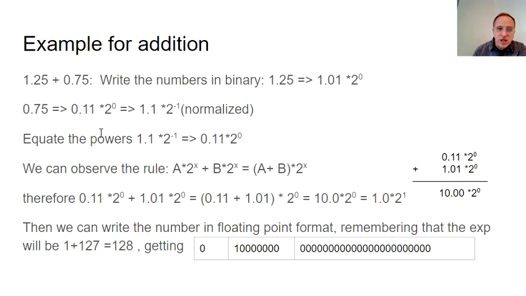Okay, but back to our case. If we want to represent 1 1/4: well, if it would be 1.1, it would be 1 1/2. So we need a quarter, so we go 1.01. So that's over here, 1.01, and times 2 to the 0th. Well, 2 to the 0th is 1. So we're always going to multiply it by 2 to the something. And then that's our 1.25.